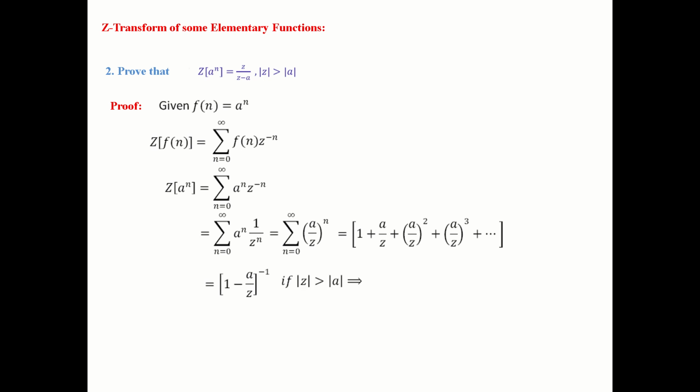Taking the reciprocal, you will get Z by Z minus a, where given mod Z is greater than mod a. Taking the reciprocal, the inequality will change: 1 by Z is less than 1 by mod a. Cross multiplying, mod a by Z is less than 1. So Z minus a by Z power minus 1 will become Z by Z minus a.